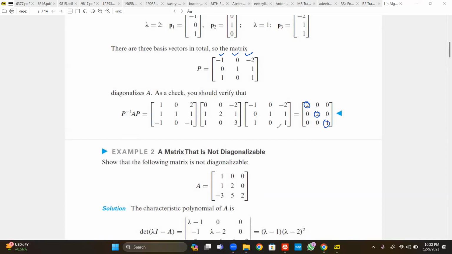That's all, nothing more. So this is a verification step where if you use this particular P matrix to find P inverse AP, after multiplying these three matrices, finally you get a diagonal matrix, and in the diagonal, the elements are none other than those eigenvalues, lambda equals 2 and lambda equals 1, with 2 repeated twice.